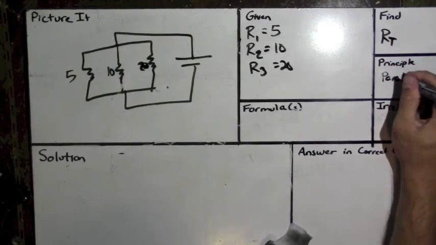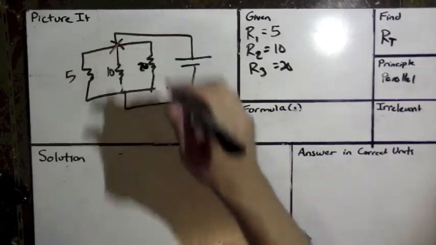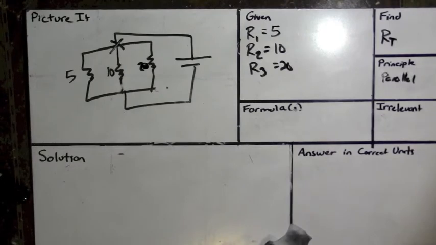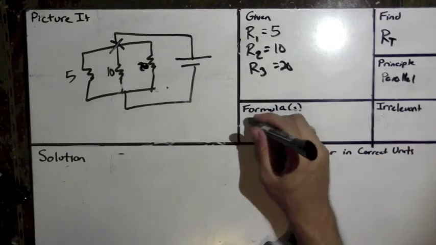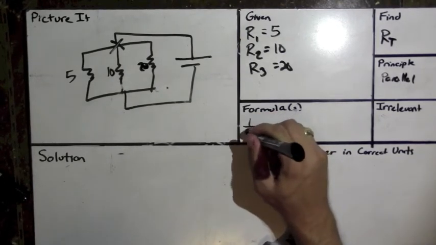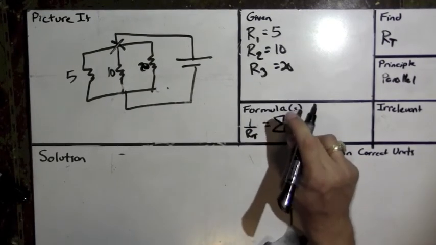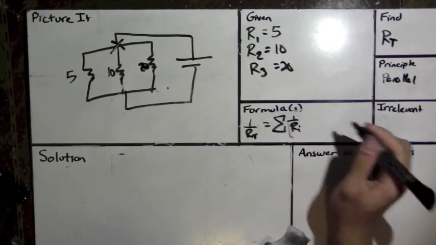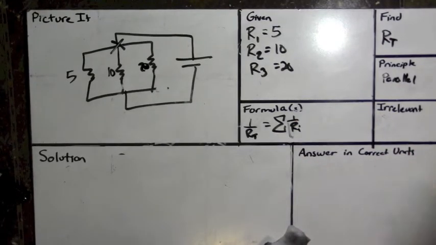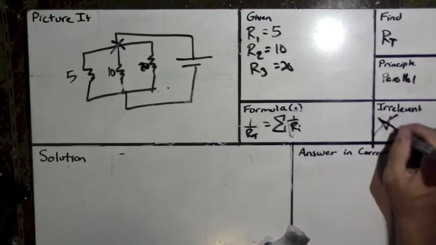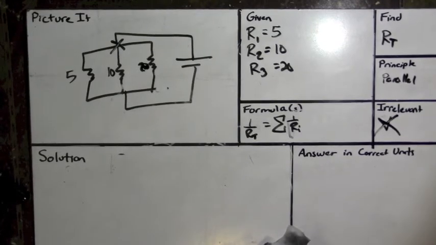These are in parallel because when I get to this point right there, I have a choice of which path I take. So the formula is 1 over the total resistance is equal to the sum of the 1 over the individual resistors. The relevant information in this case is once again the voltage. Doesn't have anything to do with the question.